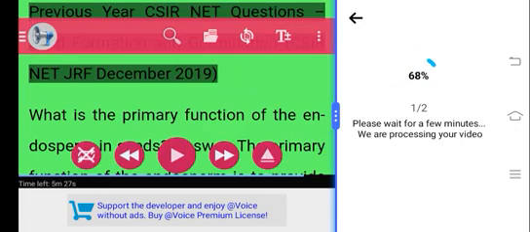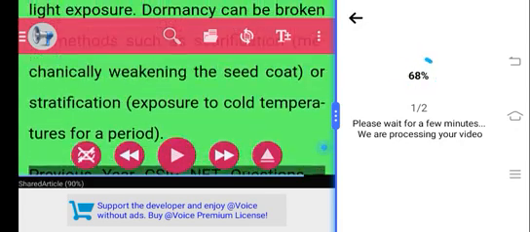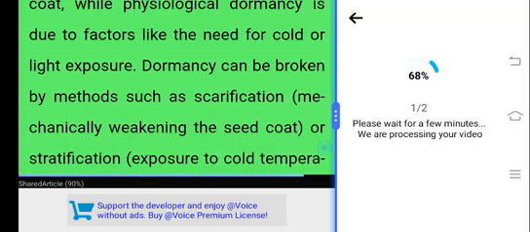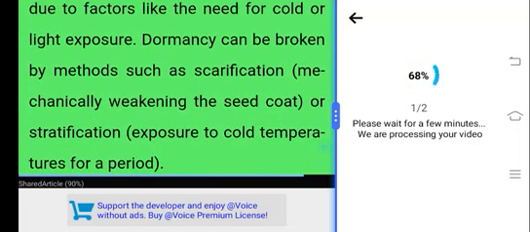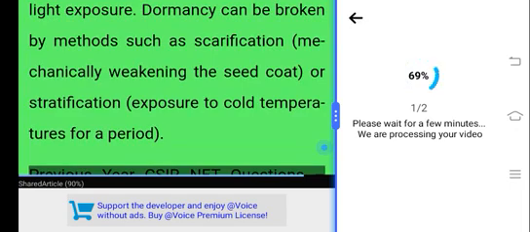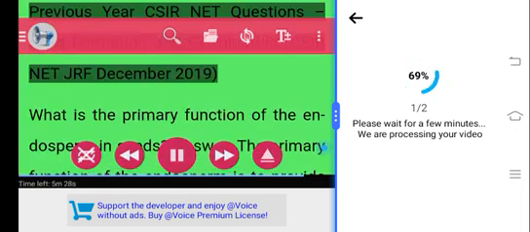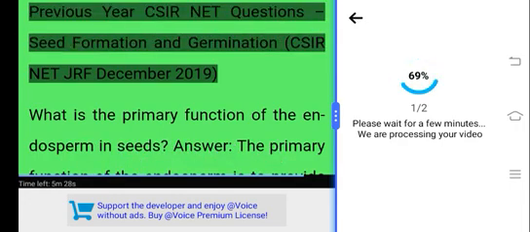Previous year CSIR NET questions. Seed formation and germination. CSIR NET JRF December 2019.